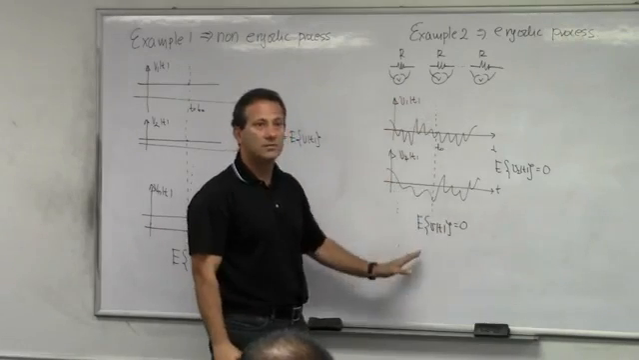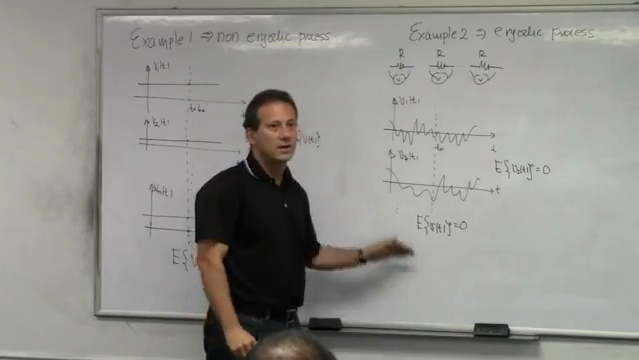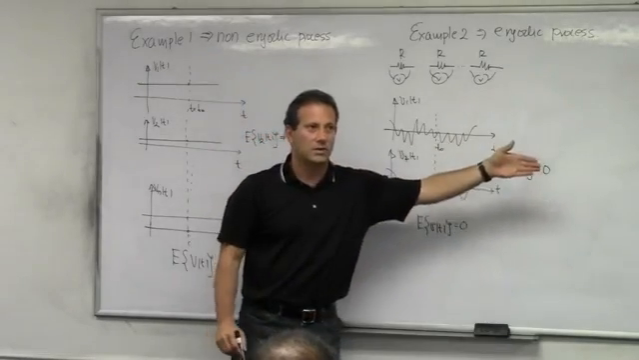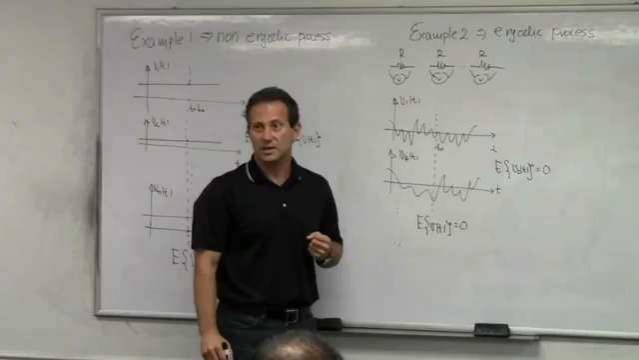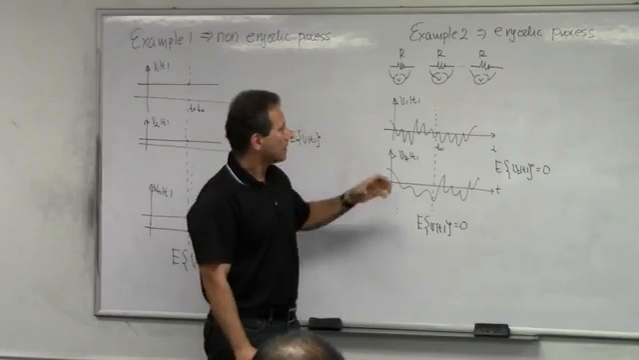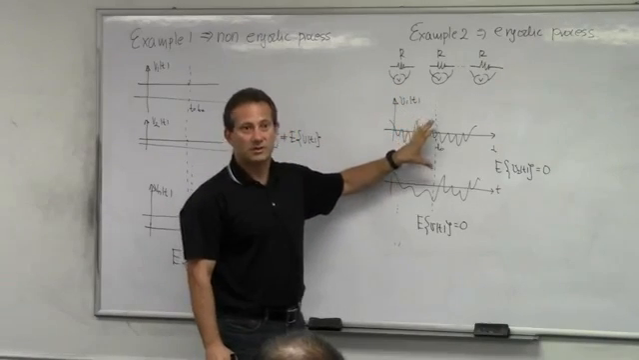If I square all of them, and I take the average this way, and I take the average this way, I'm going to get the same result. If I cube them, if I take any moment, I'm going to get the same result. So this is an example of an ergodic process.